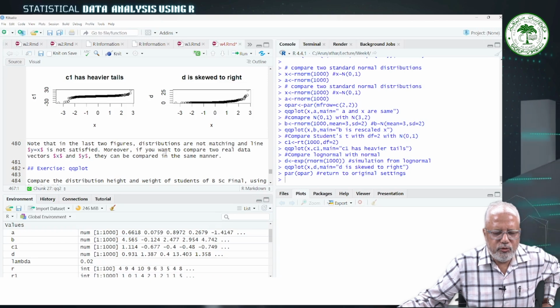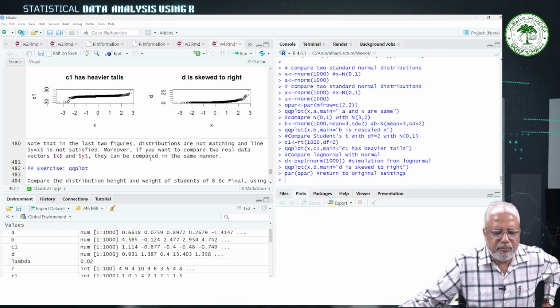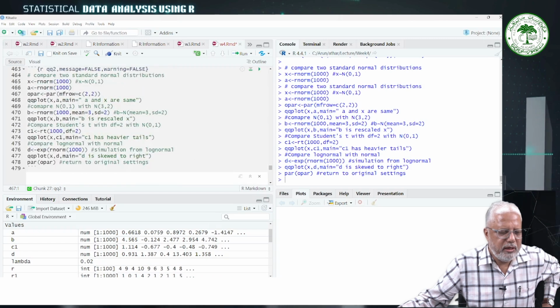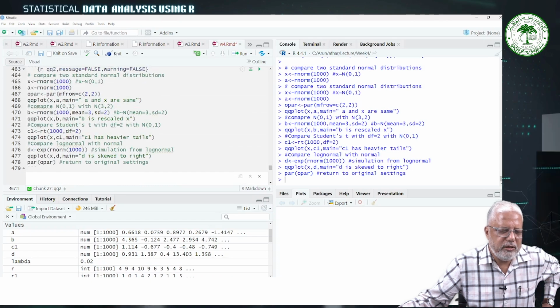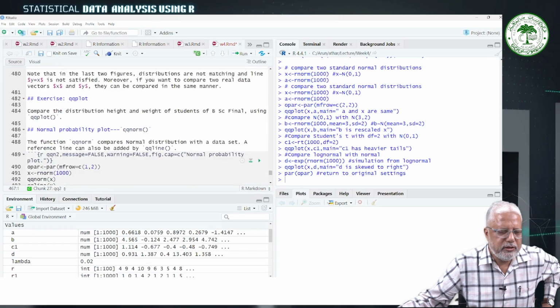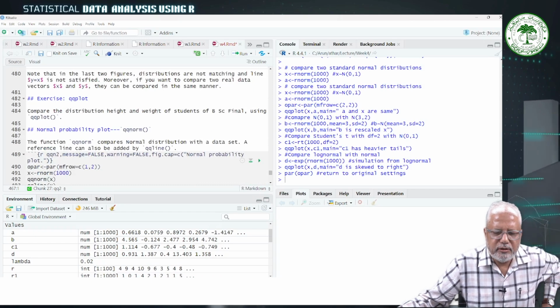Moreover, if you want to compare two real data vectors x and y, they can be compared in the same manner. So, suppose we have data x and y, we can have qqplot(x, y) and we can get the output. Exercise: compare the distribution of height and weight.